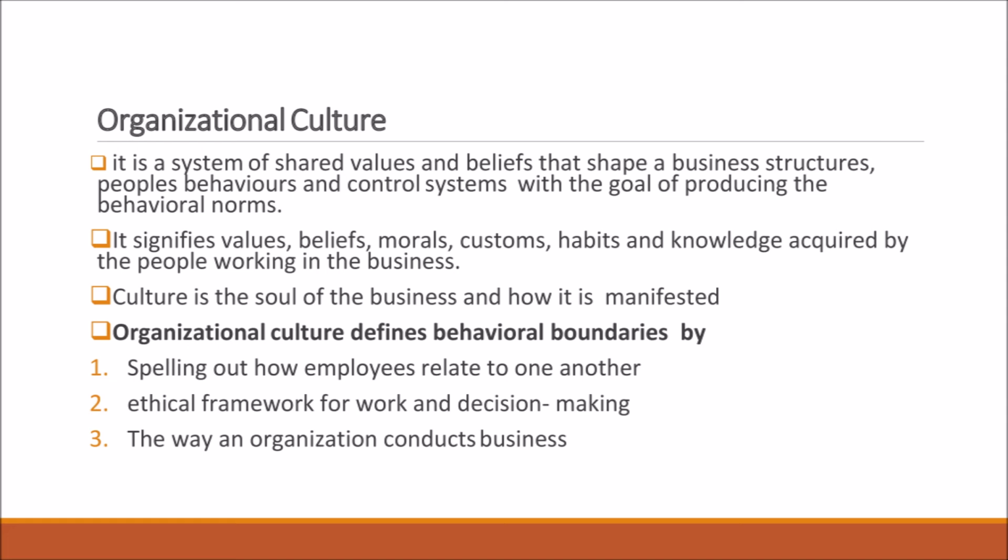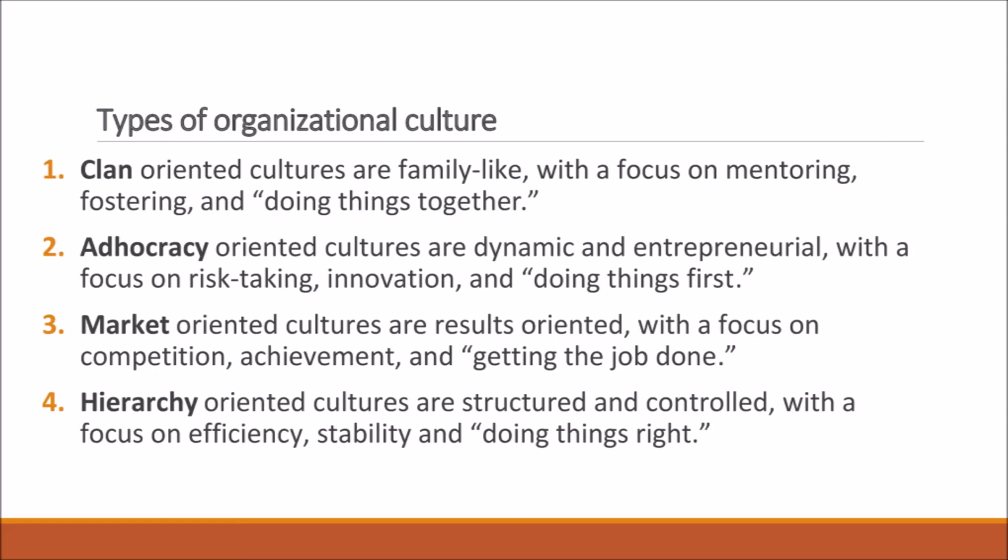There are 4 types of culture that you can come about. You look at the clan, the advocacy, the market, and the hierarchy. The clan-oriented ones are cultures that behave more like the family type. So here everybody is seen as being a member of the organization. So it has a high focus on mentoring, fostering, and doing things together. We all win or we all fail.